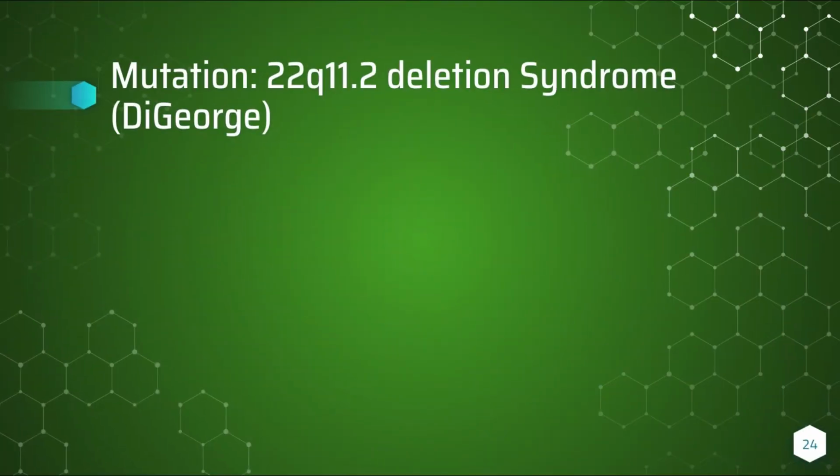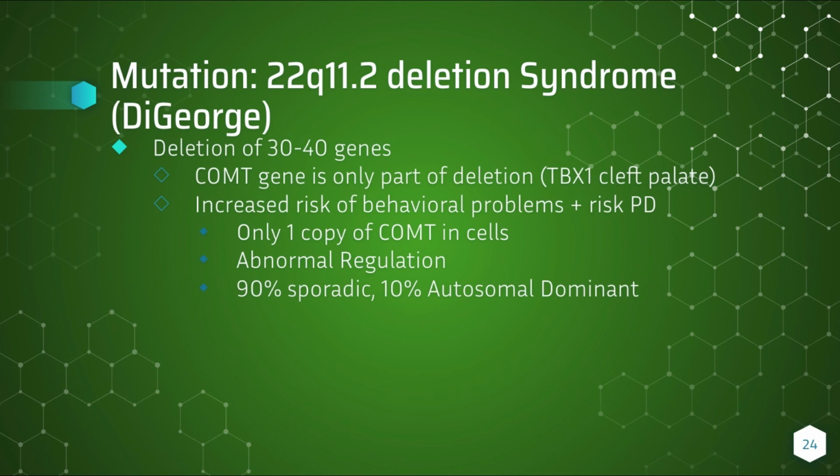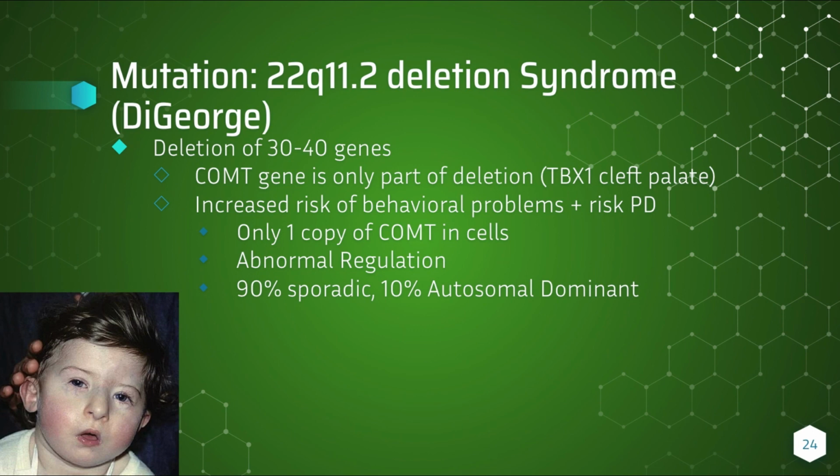Finally, for mutations in the COMT gene, check out the 22q11.2 deletion syndrome, also known as DiGeorge syndrome. As we said before, 22q11.2 is the precise chromosomal location for the COMT gene. DiGeorge syndrome deletes 30 to 40 genes in this area, leaving only one copy of COMT in cells. This means that there will be abnormal regulation of catecholamines in the cells. This creates a whole host of behavioral problems as well as a risk of Parkinson's disease.